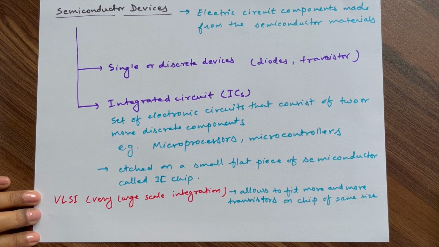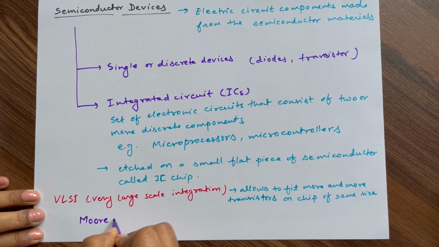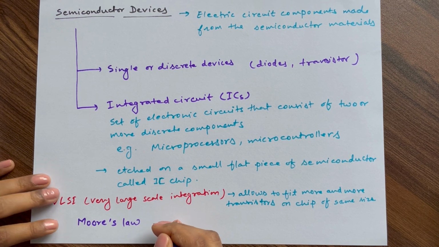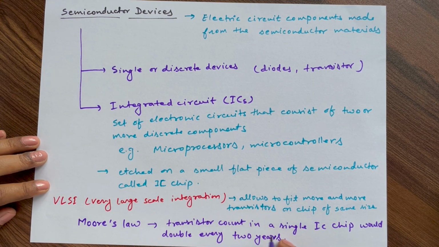This advancement of very large scale integration, or we can say this digital revolution, follows Moore's law. What is Moore's law? In 1965, Dr. Gordon E. Moore presented a paper predicting that the transistor count in a single IC chip would double every 2 years. And this prediction is very much accurate today and is expected to continue for the next few decades also.